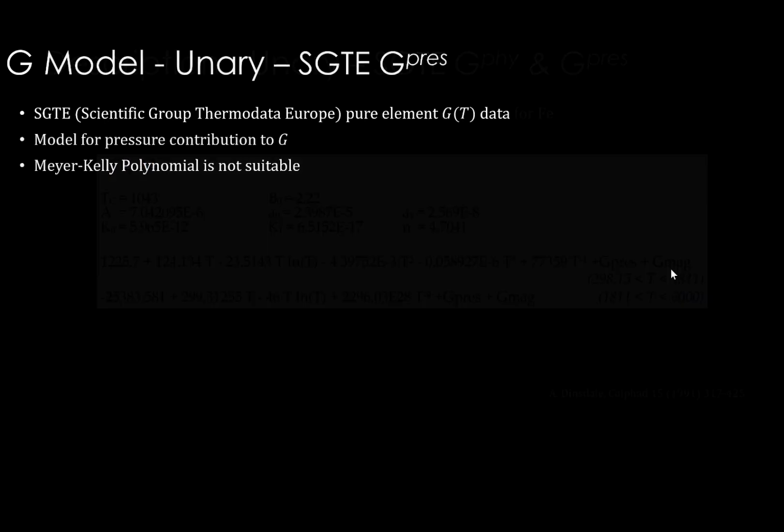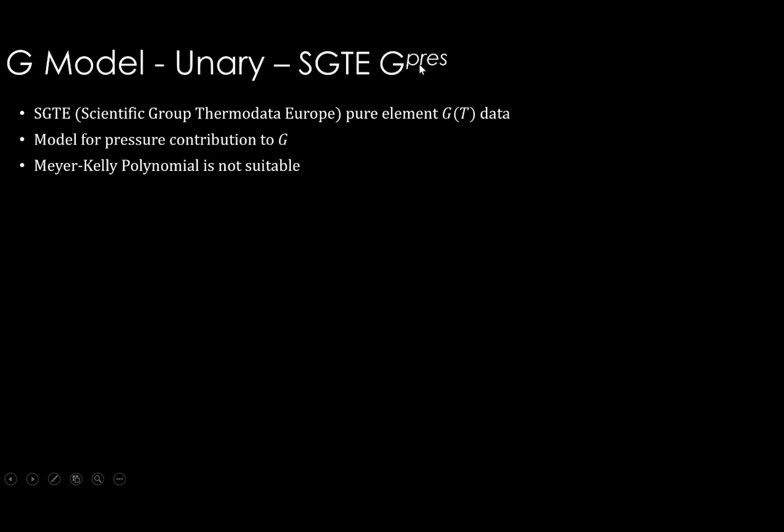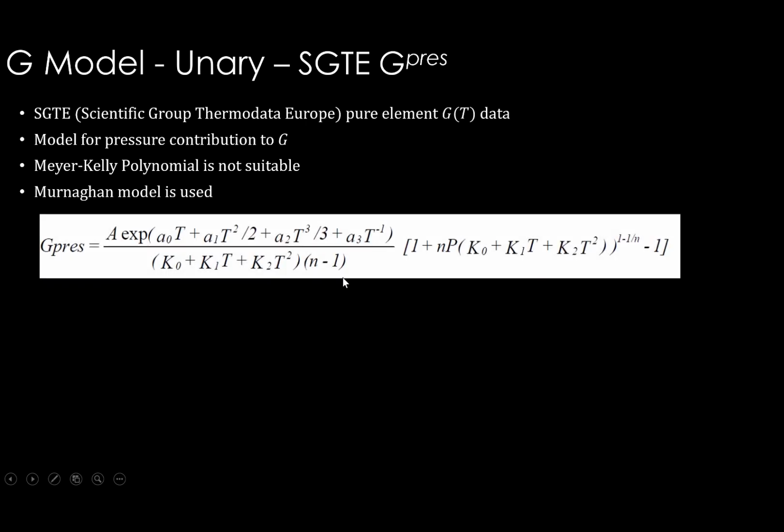Let's look at those two terms in a little more detail. For G pressure, we cannot use the Mayer-Kelly polynomial. That is not suitable. Another model is the Murnaghan model. This is the expression for that. So you can see the pressure term P comes here, and there are other A0, A1 and all material constants. Different kinds of values are given here, and these are all the values given in the previous slide for iron.